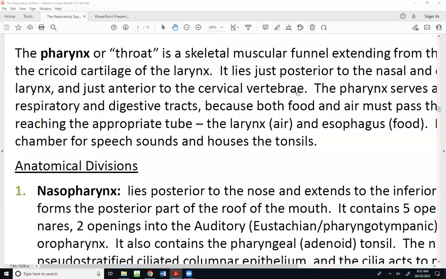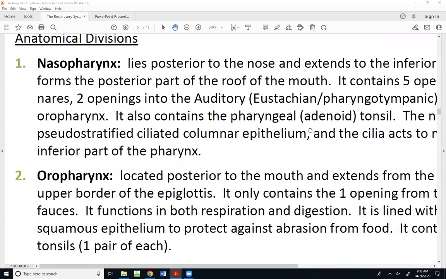Ready to talk about the pharynx, what we would commonly call our throat, which is a structure that is divided into 3 divisions. And I'll let you guys fill in the blanks on those. And then we'll go through and learn about it.